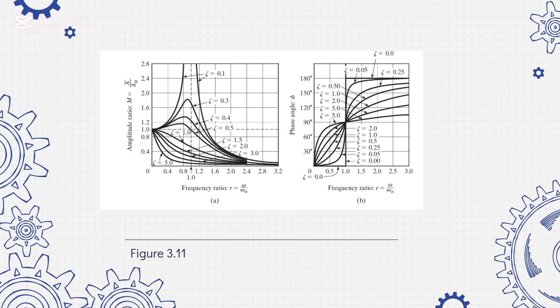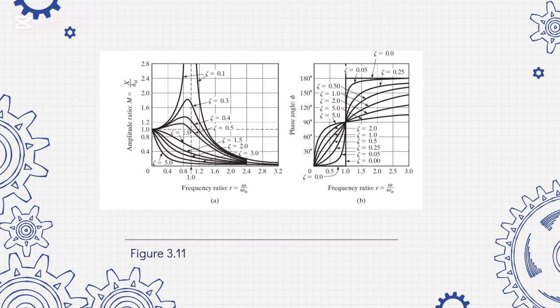If r is greater than 1, that means high frequency excitation, and M will go to 0, and the system cannot keep up with the force. So we can understand that damping is critical to suppress resonance. Even a small zeta, for example 0.1, reduces M by almost 80% compared to undamped systems.